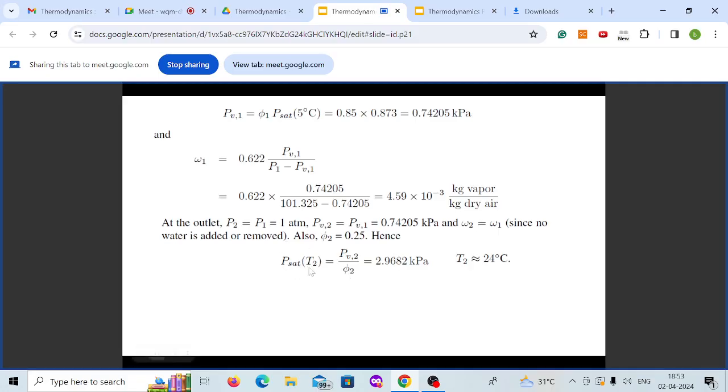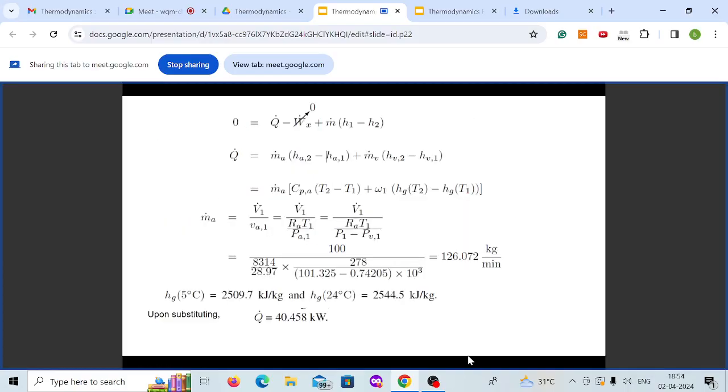So your P saturation at state 2 equals PV2 divided by your relative humidity. This gives you the saturation pressure at state 2 as 2.9682 kilopascal. Phi 2 is given as 0.25, 25% at exit. Corresponding to this pressure of 2.9682 kilopascal, your temperature is 24 degrees Celsius. So now we know the exit temperature.